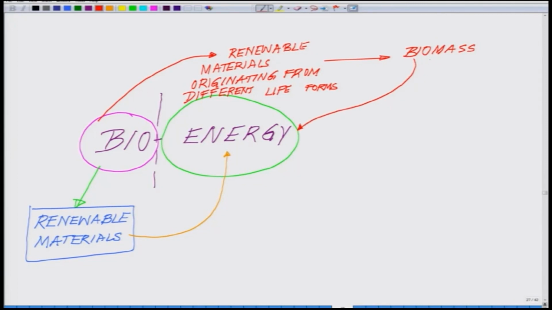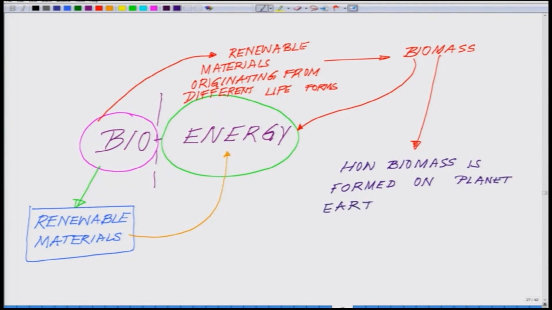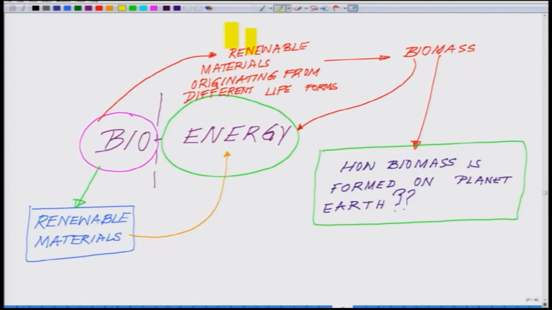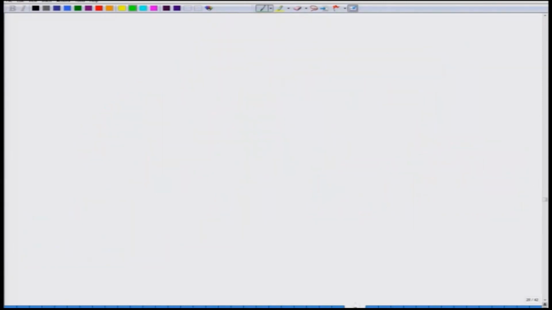Now, when you talk about this biomass, one of the critical questions which comes up here is: how is biomass formed on planet Earth? We will deal with these questions just after this. This is a key question and we will be devoting lectures to how this biomass formation takes place. Just before that, let us talk about what those renewable materials are, and in the next slide we will go on and talk about them.